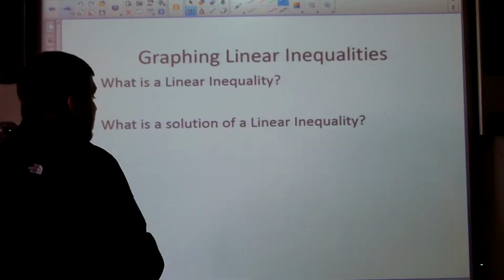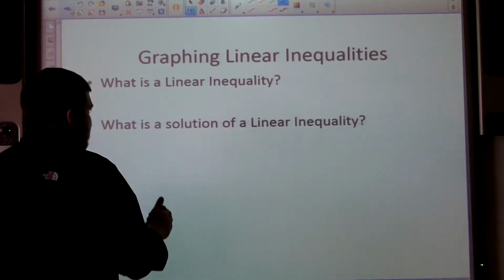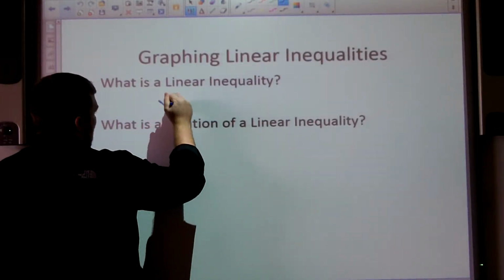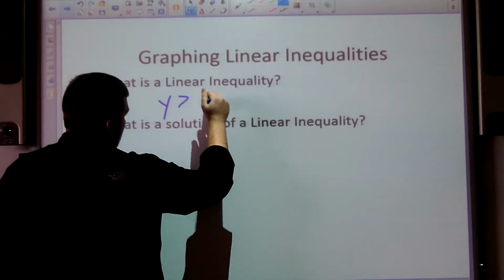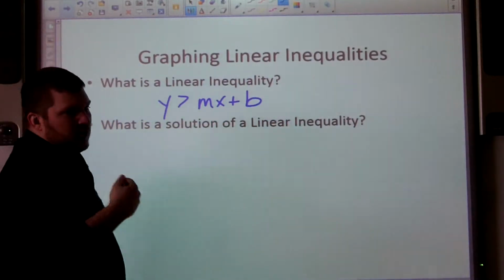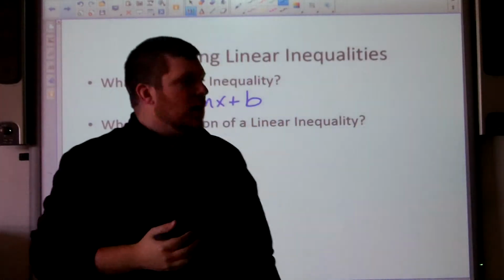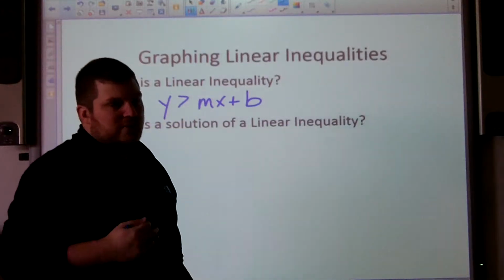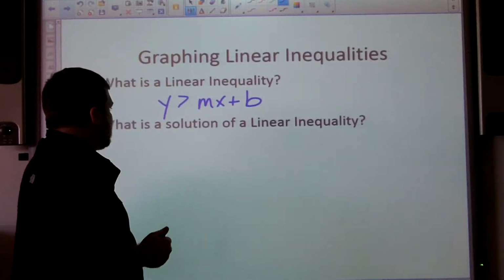Well, it's something where our boundary line is going to be a straight line, and it's going to look something like this: y greater than mx plus b. It could be less than, greater than or equal to, or less than or equal to, but it's going to be something like that. So instead of equals, we have an inequality symbol, and we have two variables.